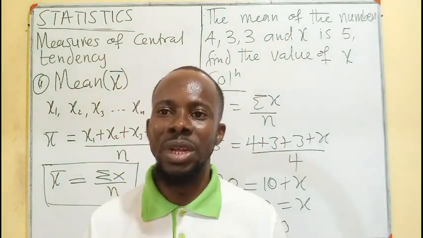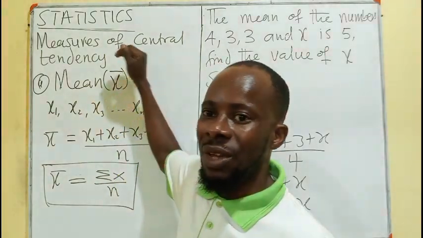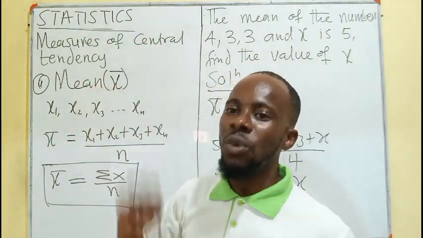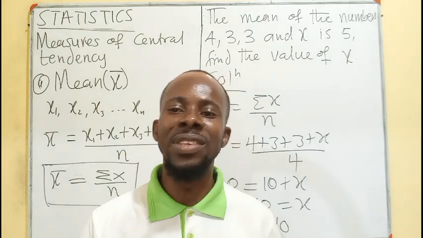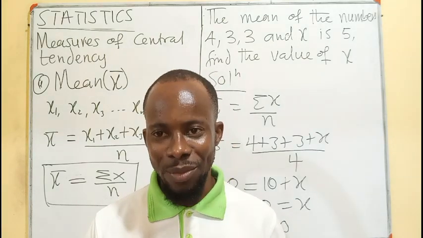In the next episode, still on the central tendency using the mean, we will find the mean of grouped data using the frequency distribution table.